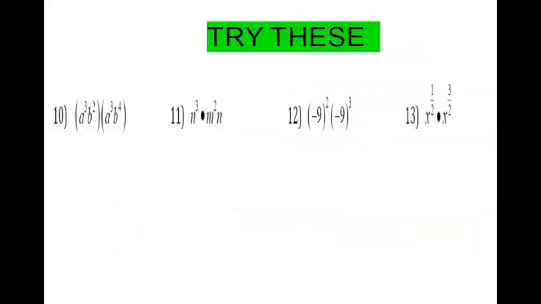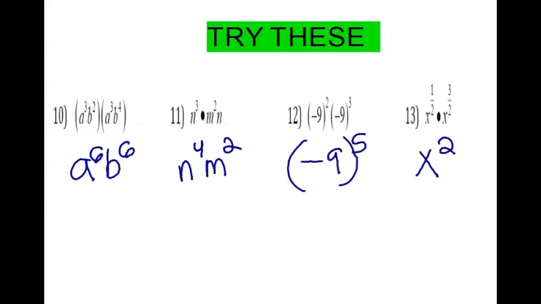All right, I want you to try 10 through 13 on your own, see how you do, and then check back to see if you got the same answer for product of powers property. All right, check that you have the same answers. Number 10, a to the 6th, b to the 6th. 11, n to the 4th, m to the 2nd. Number 12, -9 to the 5th. Watch that I have parentheses around it. And number 13, adding those fractions, you should have gotten 4 halves, which reduces to 2x squared.